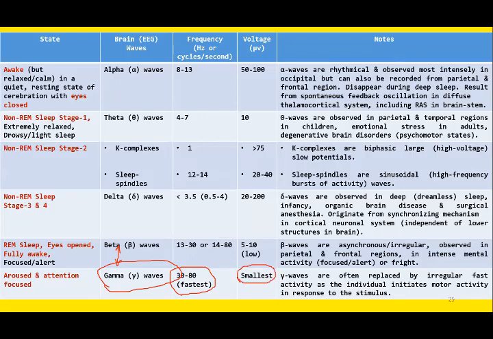And these are known as gamma oscillations. So gamma oscillations are high frequency, low voltage oscillations or waves that are observed in a person who is aroused and whose attention is focused.